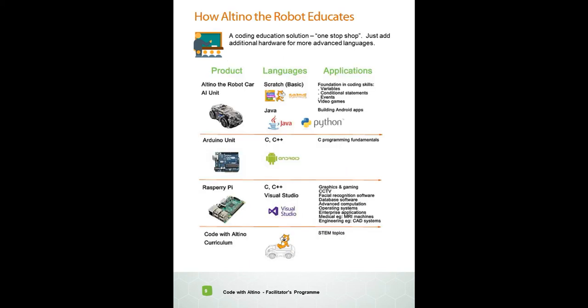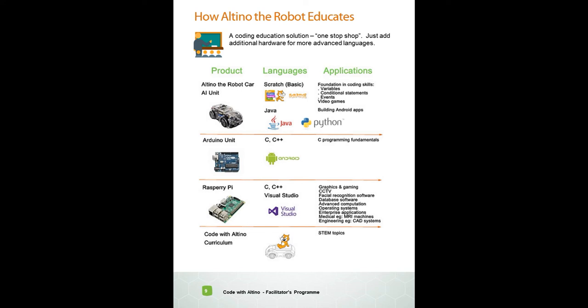So how does Altino the Robot Car educate in schools? It is a coding education solution, that's how it has been designed, as a one-stop shop. All you need to do is add additional hardware for more advanced languages. For example, for Scratch, Java and Python, you really just need the AI car, and through this the students will learn foundation coding skills such as using data variables, conditional statements, events, and the applications of that are, for example, video games and building Android apps.